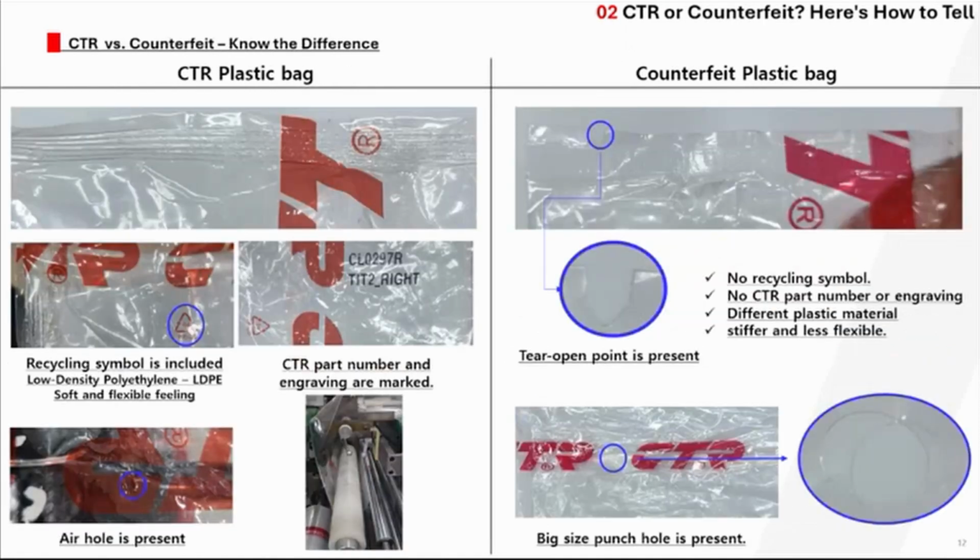Now let's take a look at the plastic package difference between the genuine CTR product and the counterfeit one. On the left, the CTR genuine plastic bag includes several key identifiers. A recycled symbol showing it is made from low-density polyethylene, soft and flexible to the touch. The CTR part number and engraving are clearly printed on the bag. A small air hole is present for ventilation and pressure control.